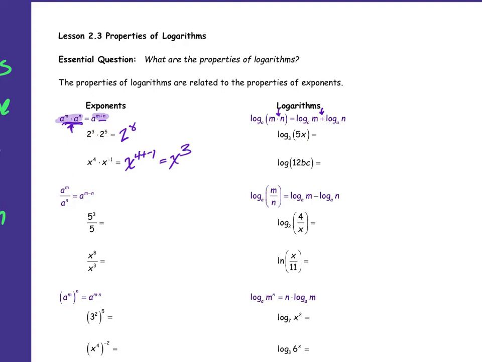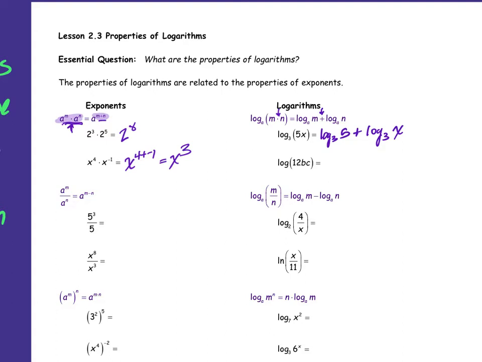So if I have things multiplied together like m times n, it becomes log base a, or whatever base it is, of m plus log base a of n. So that means on this first example where I have log base 3 of 5 times x, I could rewrite that as log base 3 of 5 plus log base 3 of x. And I can extend it out as many times as I had things multiplied together.